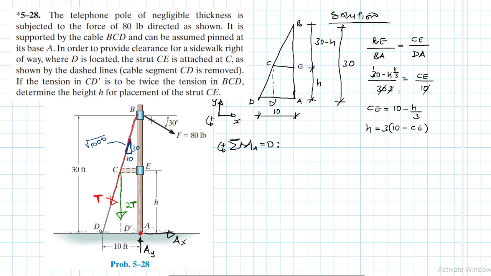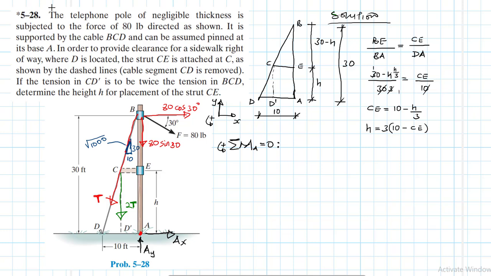So taking moments about point A, this force here is going to have two components. It will have a component there, and this component there is 80 cos 30. And then there's going to be another component in this direction like this. This one is going to be equal to 80 sine 30.